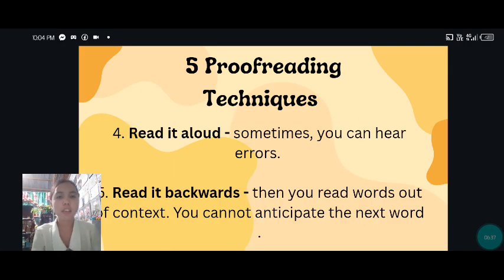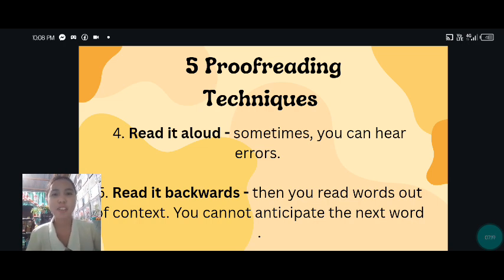So the fourth technique is read it aloud. Sometimes you can hear errors. So this means that hearing your text helps you catch awkward wording and grammar mistakes. So the last proofreading technique is read it backwards. Then you read words out of context. You cannot anticipate the next word. So this means that reading from the last word to the first will help you focus on errors without context bias. So I think that ends my discussion for accuracy.